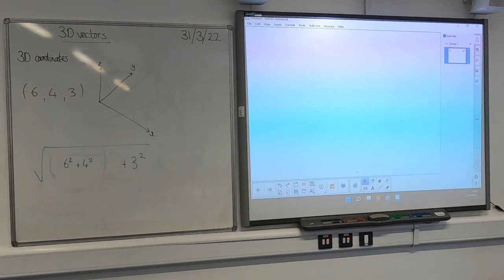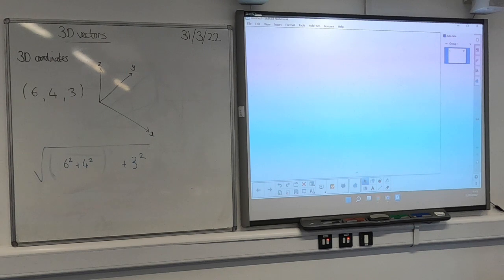So if we imagine that my room is like that, so this is the front edge, and that is the x-axis, and this is the z-axis, then the coordinate (6, 4, 3) is 6 meters along here, if we're dealing with meters, and then 4 meters along here, and then 3 meters up, so it's about here. Okay, so that's the location of this point.